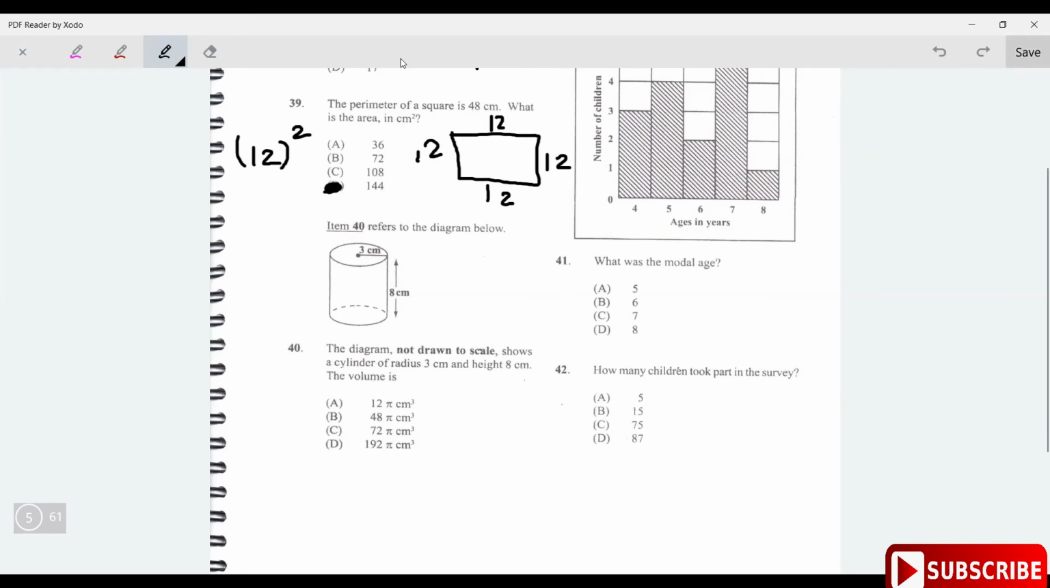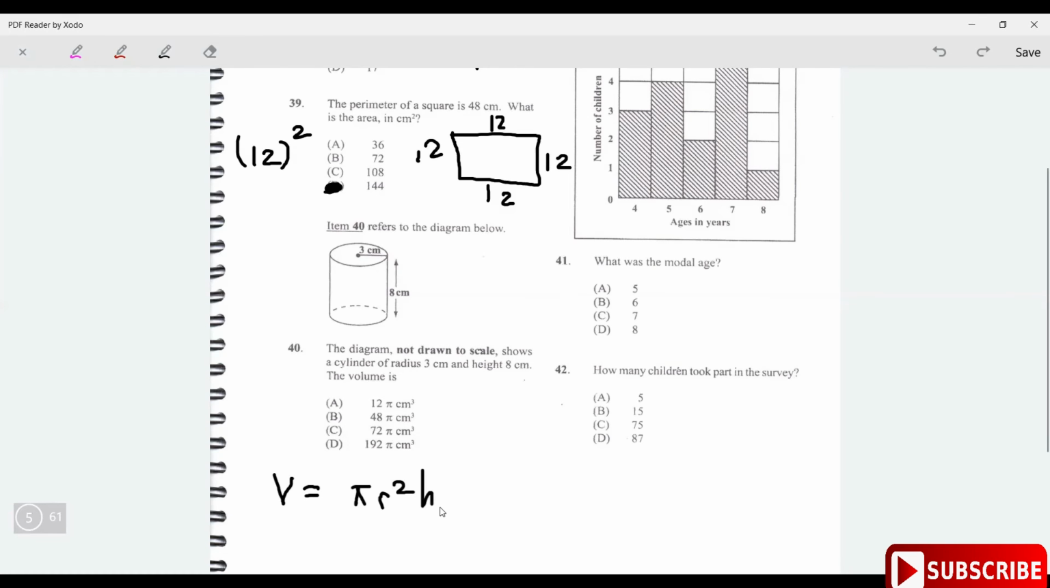Too easy. Nice. Question 40. The diagram, not drawn to scale, shows a cylinder of radius 3 centimeters and a height of 8 centimeters. What is the volume? And so remember, how do we find volume? The volume of a cylinder is given by pi r squared h. That's how we find volume.